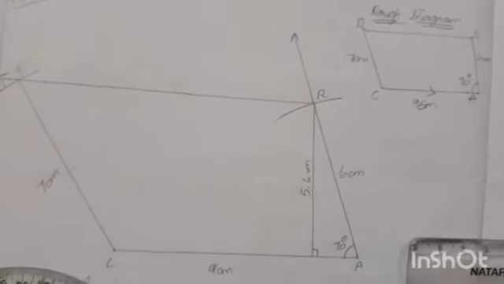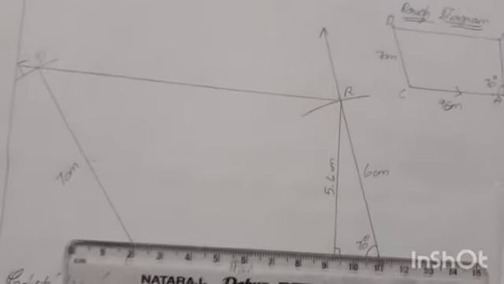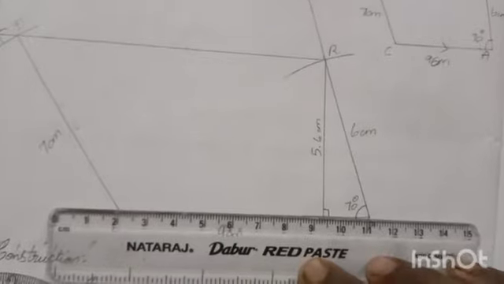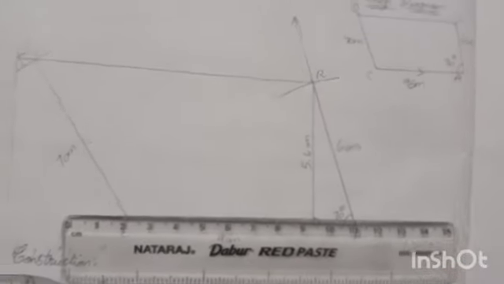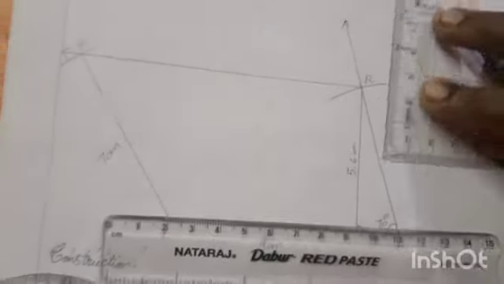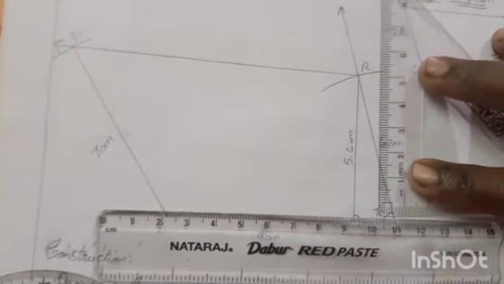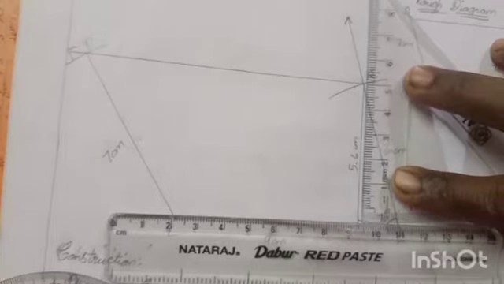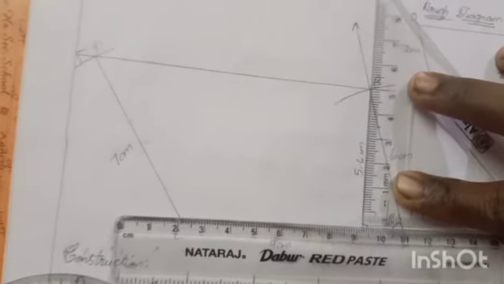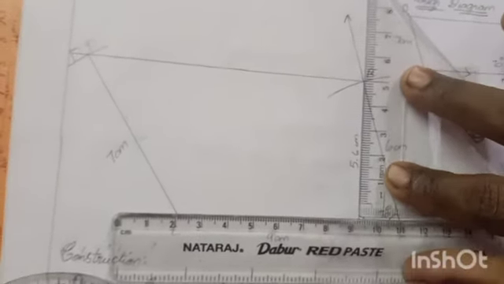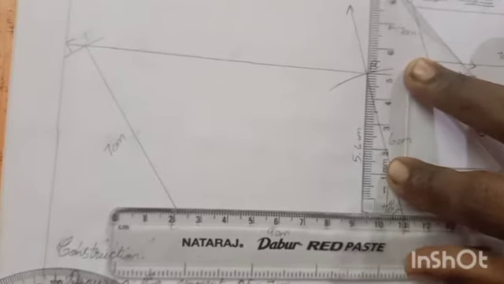We need the perpendicular line. The same way you have to follow. Keep the scale on the base. Then use your set square in a right angle position. Slide the set square from the point A towards the point. Now you have to draw the perpendicular line.